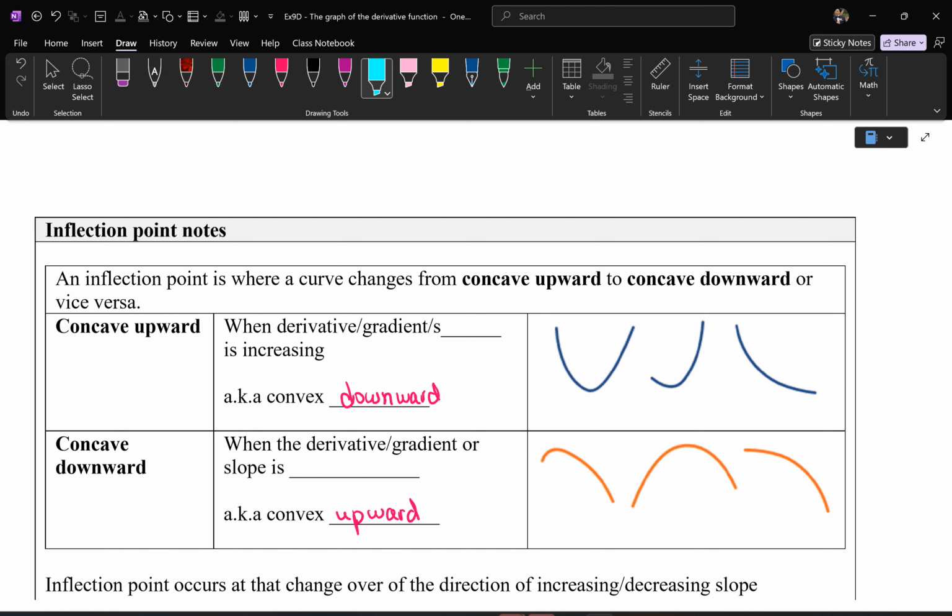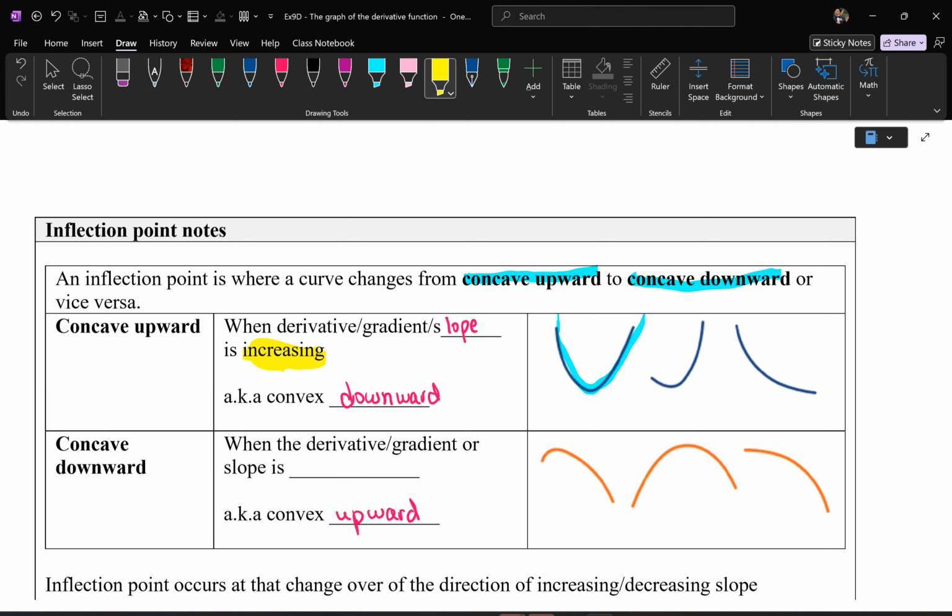So an inflection point is where a curve changes from concave upwards to concave downwards or vice versa, right? What is concave upwards and what is concave downwards? You can kind of think of it as concave is caving in. So you can see here, that's caving upwards, or you can think of it as convex downwards. Convex is like how much out. So you can see it's going downwards. The idea is that concave upwards is when the derivative or the gradient or the slope is increasing. So if it looks like the slope is increasing is when it gets steeper. Yeah? If it's increasing, we call that concave upwards.